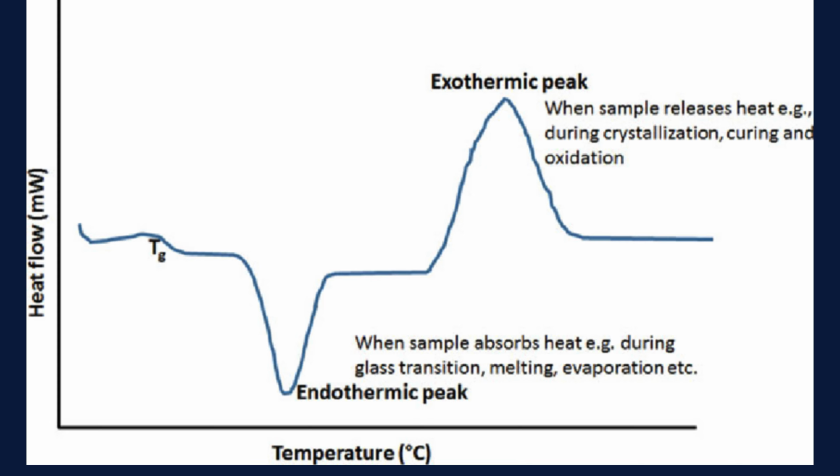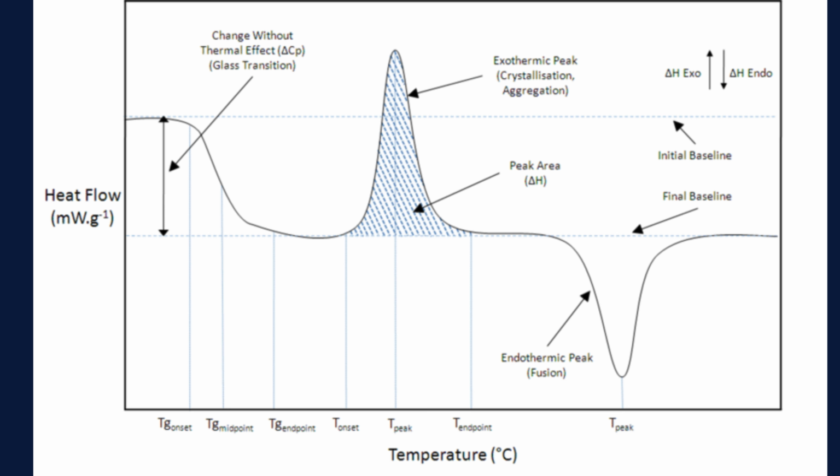When a material absorbs heat during a transition, such as melting, an endothermic peak appears in the DSC thermogram. Conversely, when heat is released during crystallization or curing reactions, an exothermic peak is observed. The area under a DSC peak corresponds to the enthalpy change associated with the thermal event, while changes in the baseline provide information about heat capacity variations.